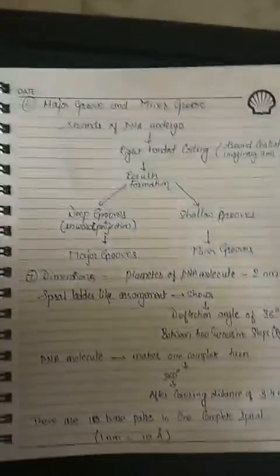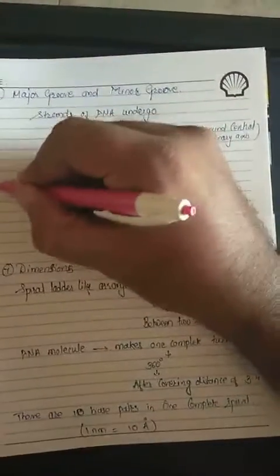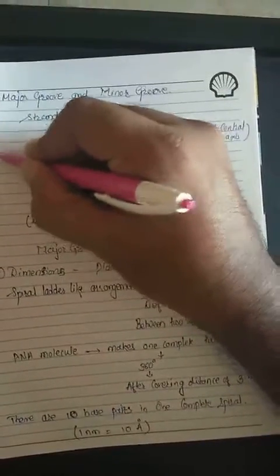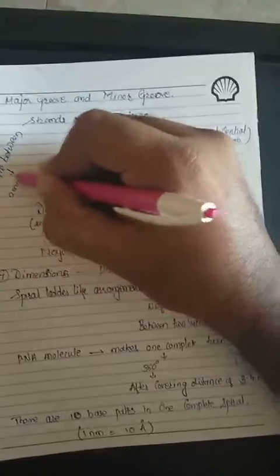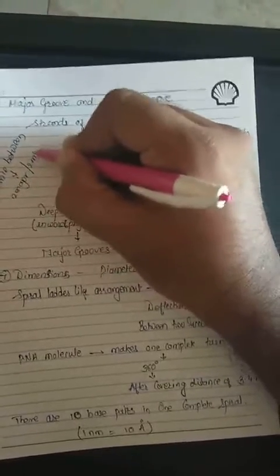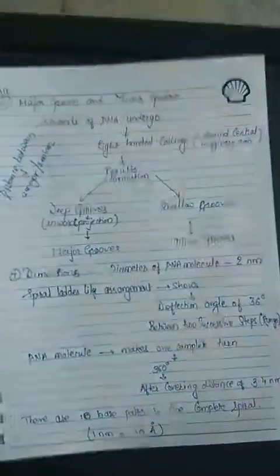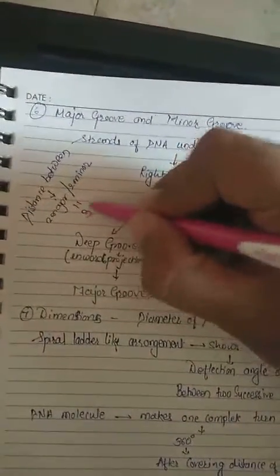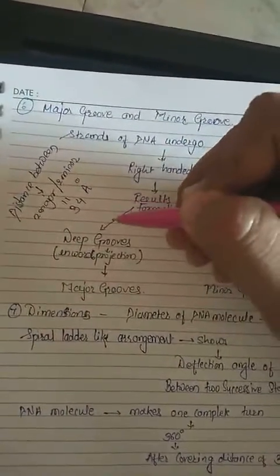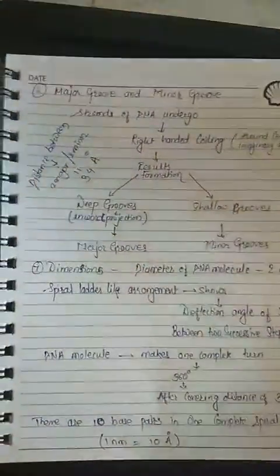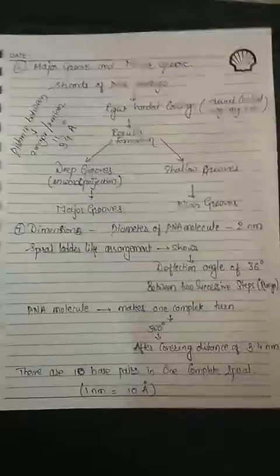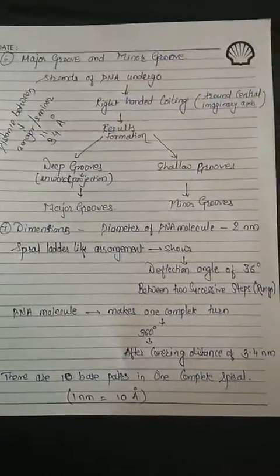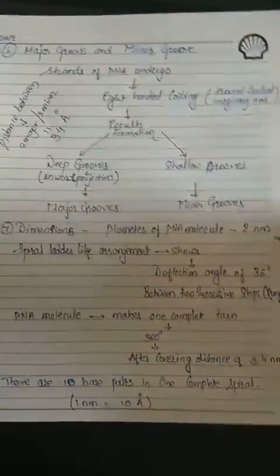Just understand the distance between two major grooves, or two minor grooves, is always equal to 34 Angstrom units. The distance between two major and two minor grooves is always going to be 34 Angstrom units. So now what about the dimension? The diameter of each DNA molecule is around 2 nanometers.